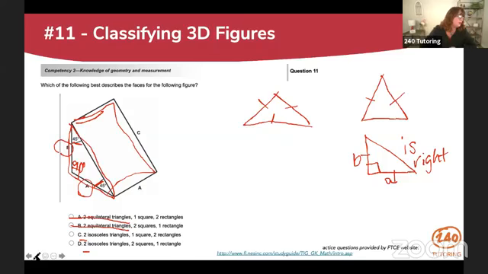Now I'm going to try to erase just to make that a little bit easier to see. I'll turn my pen back on. Okay. Now we've got to look at that back.